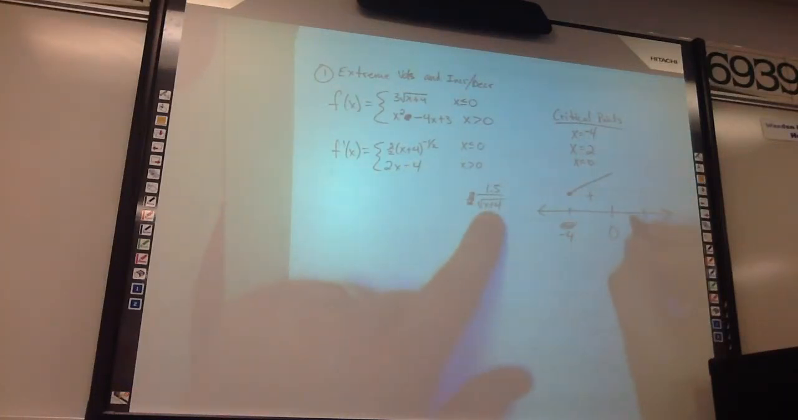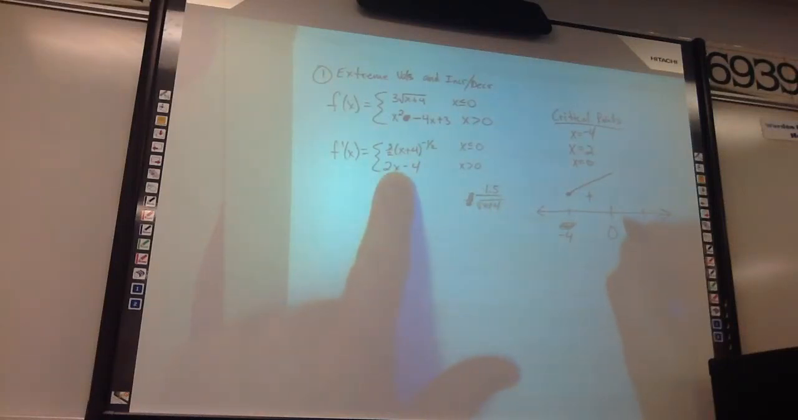Plug in -1 to this one. Yes. 2 minus 4 is negative. And then plug in 3 to this one again. 6 minus 2 is positive. 6 minus 2 is positive.